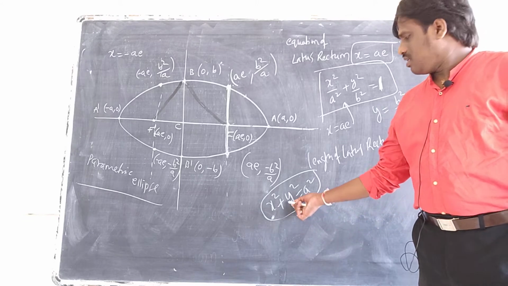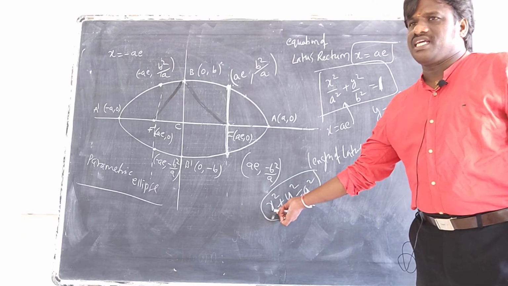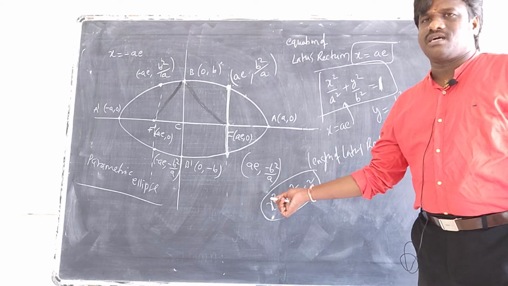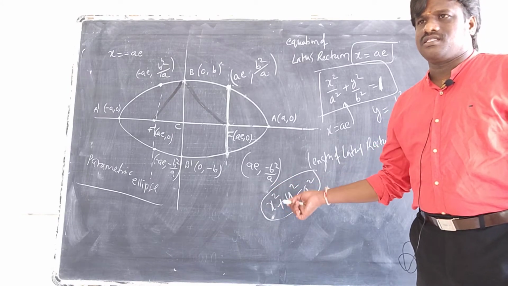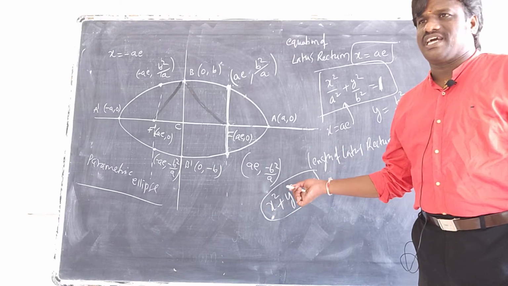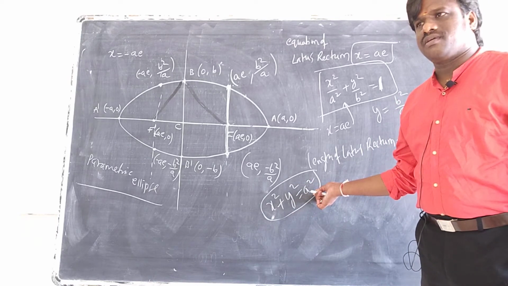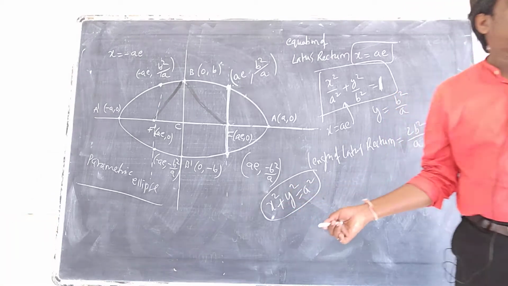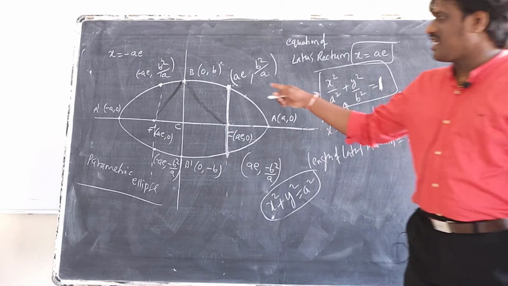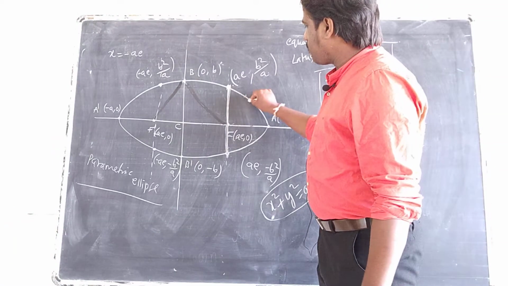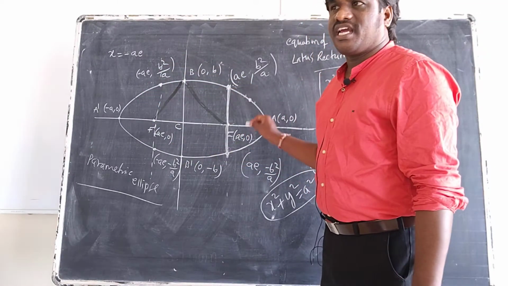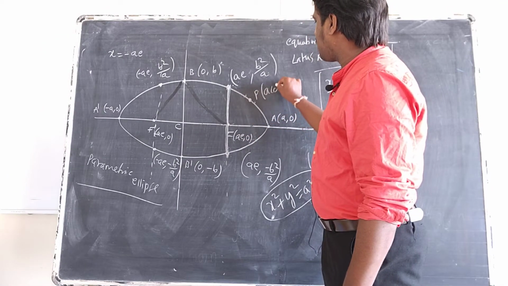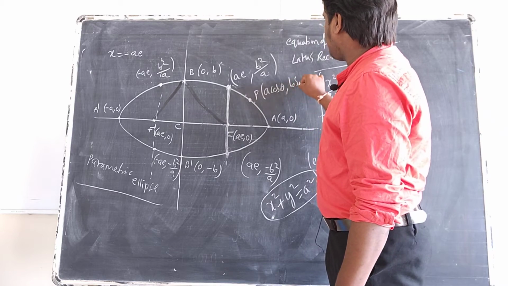Do you remember? If I substitute here, I get a square cos square theta plus a square sin square theta. If I take a square common, cos square theta plus sin square theta has value 1. So I get a square, this is satisfied. So the parametric point for the circle is a cos theta comma a sin theta. In this case, if I take any parametric point anywhere on the ellipse, the parametric point on the ellipse is a cos theta comma b sin theta.